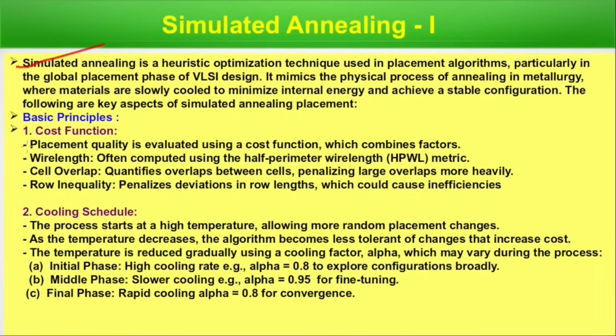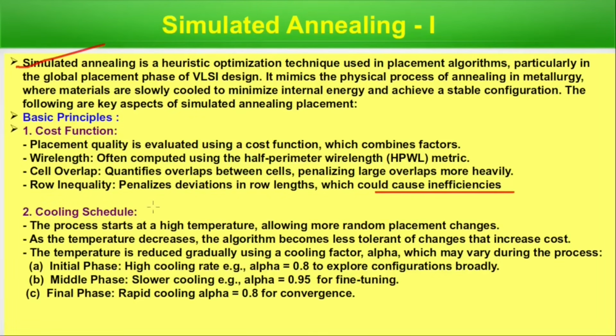Basic principle: cost function. Placement quality is evaluated using a cost function which combines factors: wire length, often computed using the half perimeter wire length metric; cell overlap, which quantifies overlap between cells, penalizing large overlap more heavily; and row inequality, which penalizes deviation in row lengths that could cause inefficiencies. Next, this is the cost function.